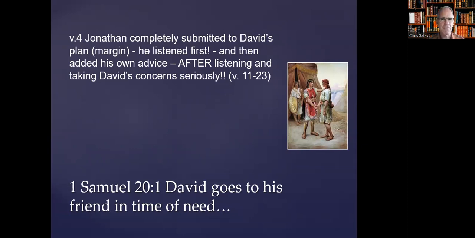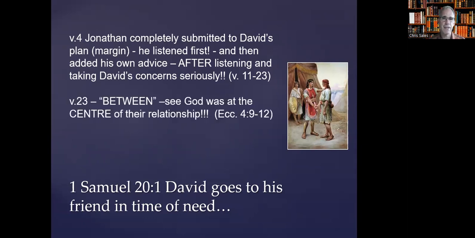Now think about this. This is David's plan. It's going to require Jonathan to be a bit disingenuous. He's going to have to play along with it and say that he gave David leave to go to Bethlehem, which really didn't happen. He's going to put himself in a really difficult situation with his dad. This is what David is asking Jonathan to do. And Jonathan does it. It's really incredible.